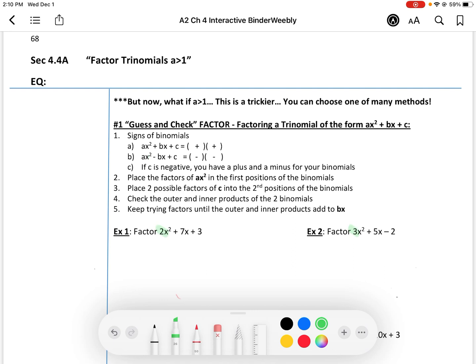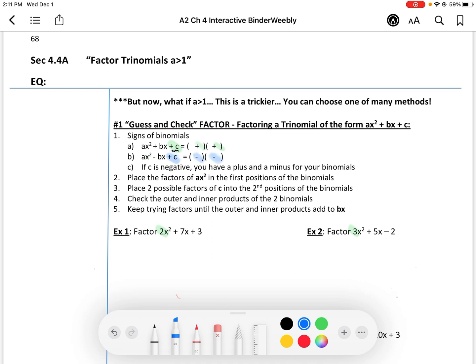Just a reminder, we take these two numbers, where I'm making the green, we multiply them together to get our C term. So if our C term is positive, then either both numbers are positive, or if C is positive, both numbers could be negative.